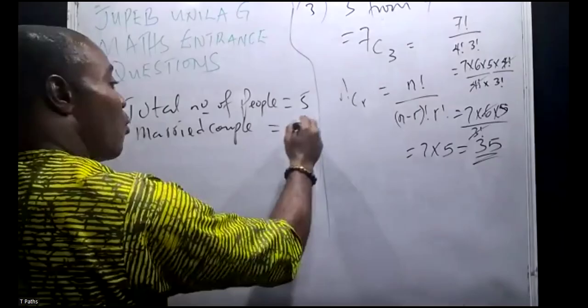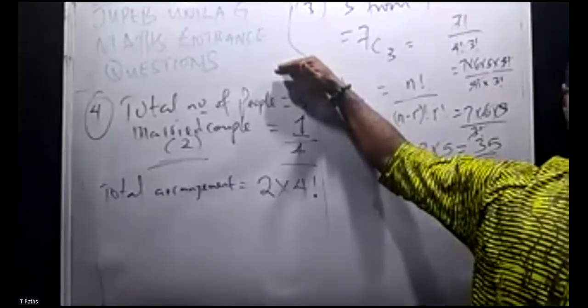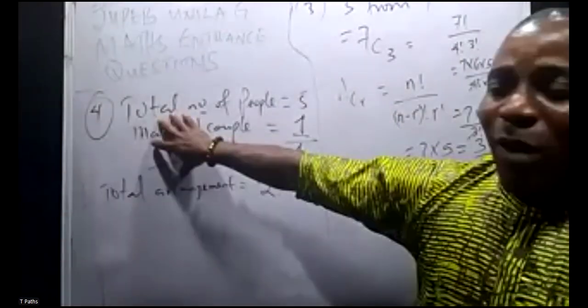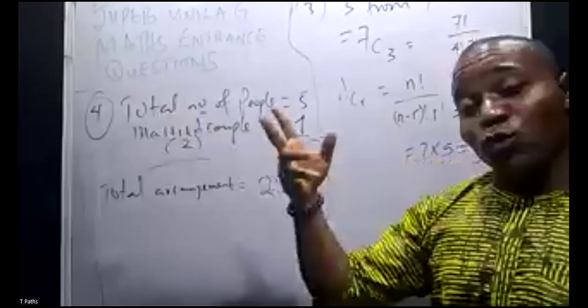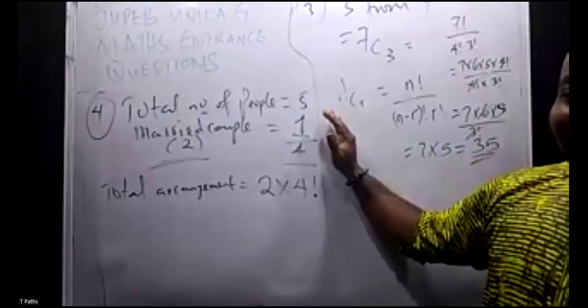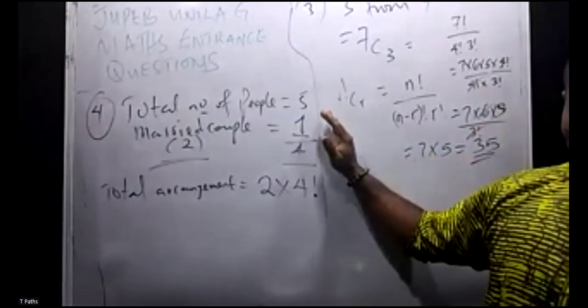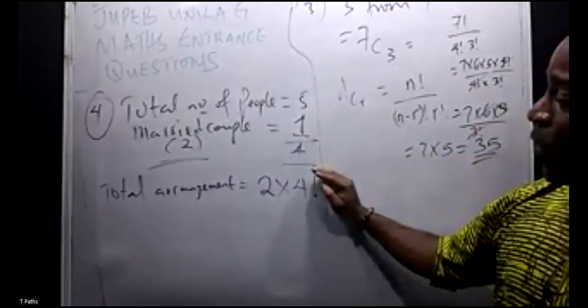So how many do you have left now? 5 minus 1 is what? 4. So the total arrangements will now be 2 times 4 factorial. The married couple are 2, a man and a woman, but in the sitting arrangement they will be taken to be just 1. So out of 5, we have 4 remaining.